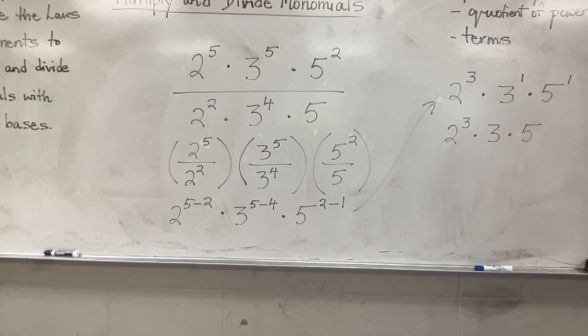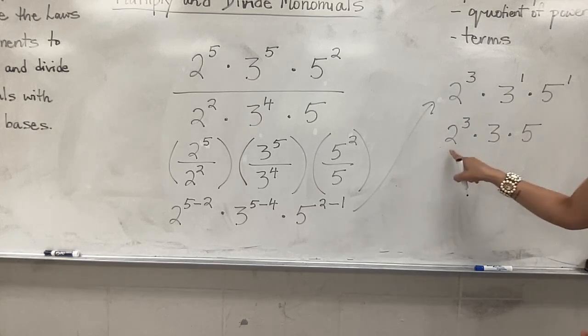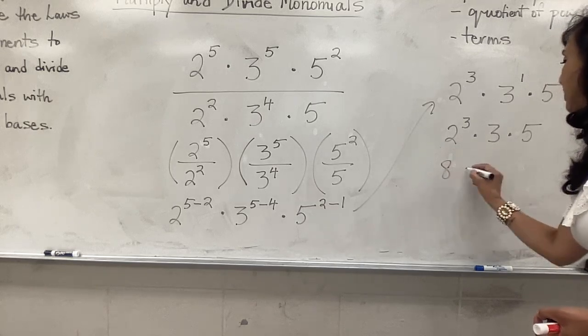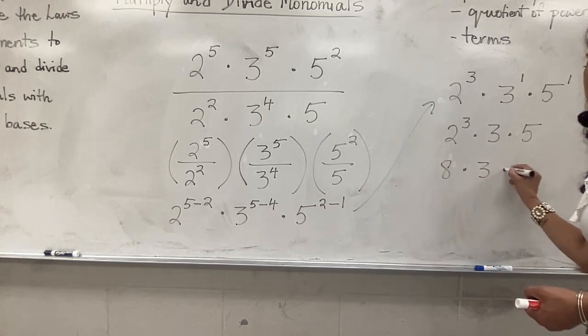And then when I simplify this, what is 2 times 2? 4. Times 2, 8. So this is 8 times 3 times 5.